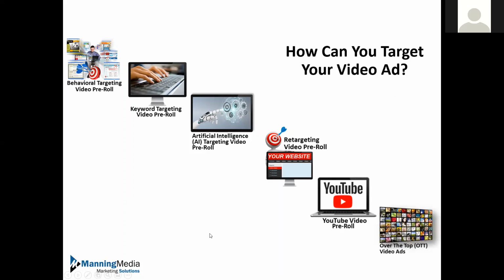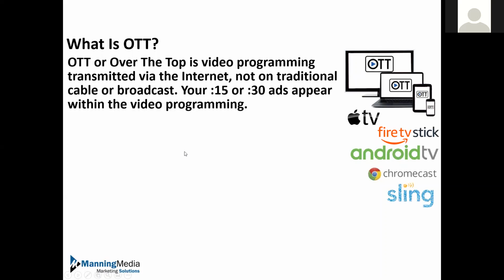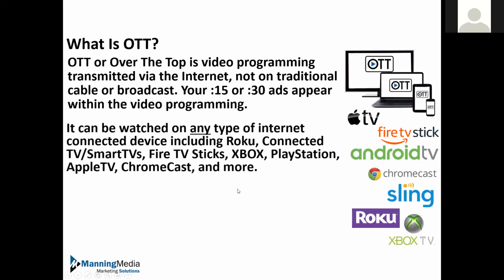And then there's over-the-top OTT video ads. So to be clear, what is OTT? Well, OTT, over-the-top video programming, is transmitted on the internet, not on a traditional cable or broadcast, and you've got 15 or 30-second ads that appear within the video programming. It's going to be watched on any type of internet-connected device, including Roku or connected TV or smart TV, a Fire TV stick, the Xbox, PlayStation, Apple TV, Chromecast, and so much more.